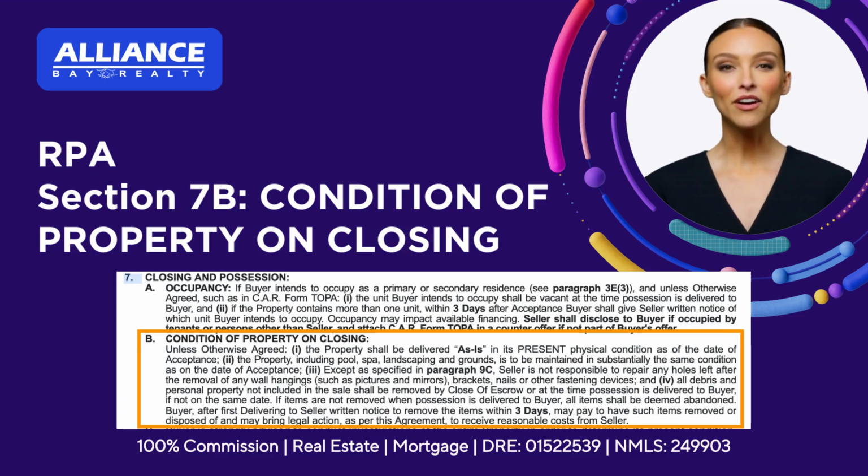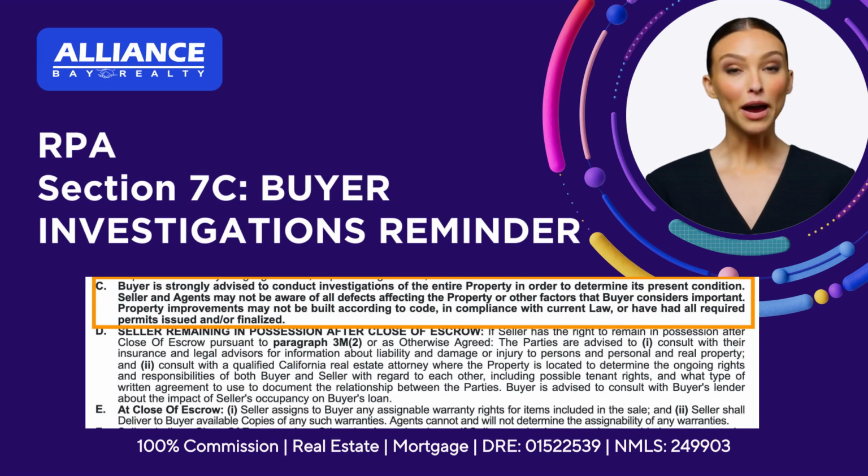Remember, time your final verification of condition, Section 3J, near close of escrow and photograph condition at acceptance and walkthrough. Section 7C, Buyer Investigations Reminder. Buyer is strongly advised to investigate the entire property. Seller's agents may not know all defects. Improvements might not be to code, compliant with current law, or properly permitted or finalized.